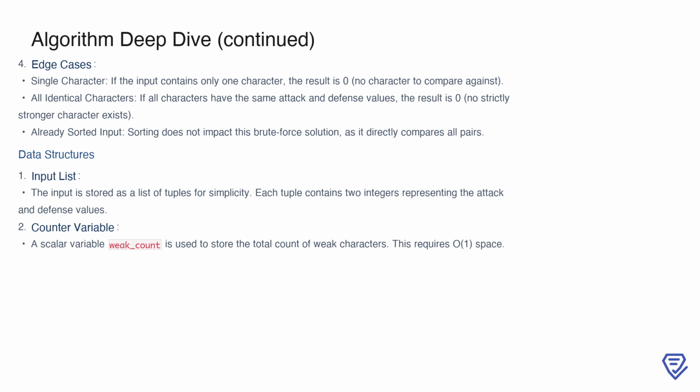Regarding data structures, the input is represented as a list of tuples, which is simple and easy to work with. The only extra variable we use is weak_count, which is a scalar variable for tracking the count of weak characters. This ensures that the space complexity remains O(1), as no additional data structures are required beyond the input itself.